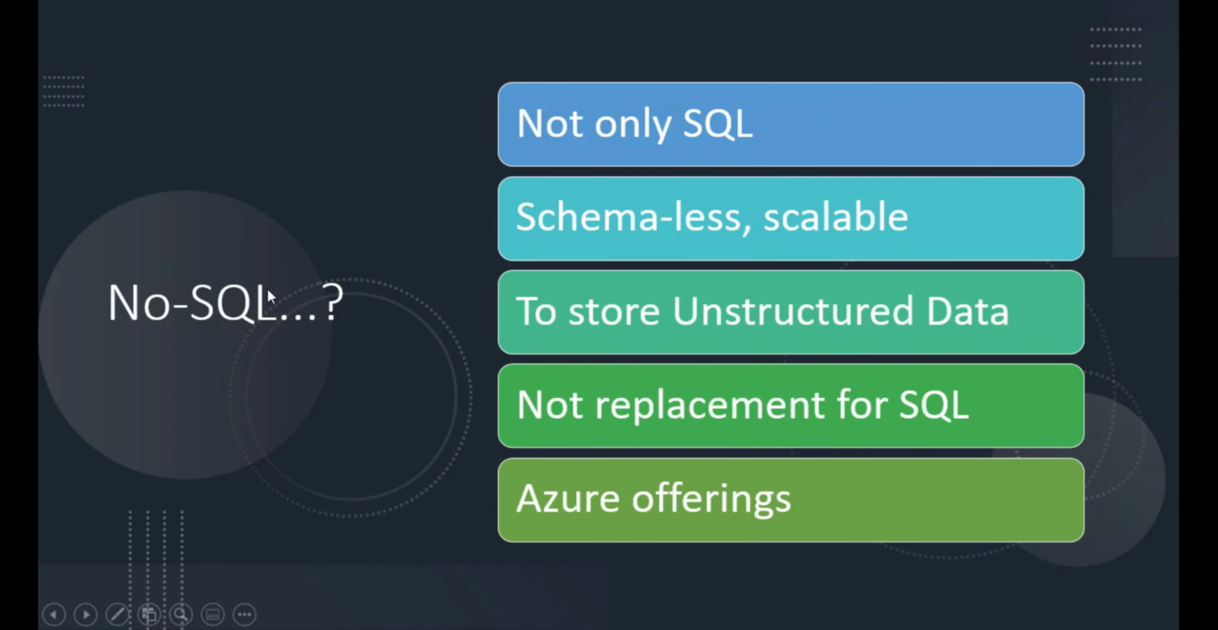Before that, if you're not familiar with NoSQL, here is some quick information. NoSQL stands for not only SQL. SQL is a structured query language where the data is stored in a proper tabular format, in rows and columns, and it can be queried using a particular query language. So it is more for structured data. Here, the data is not in a tabular format.